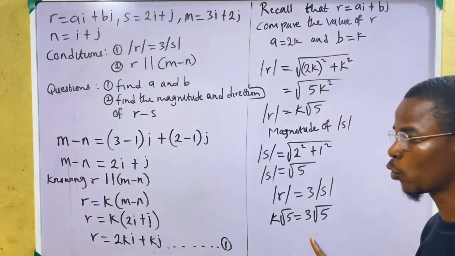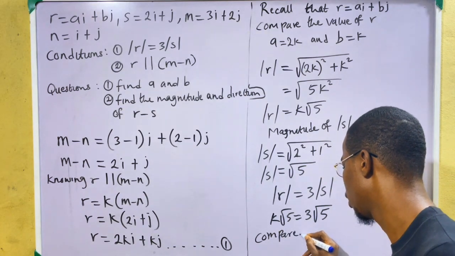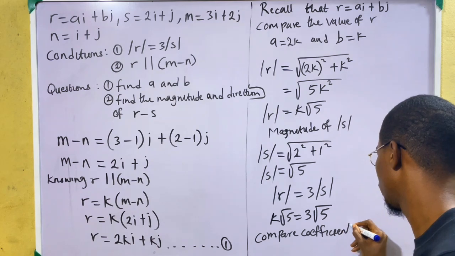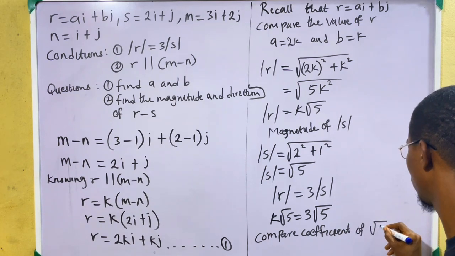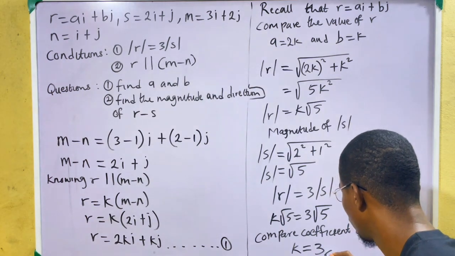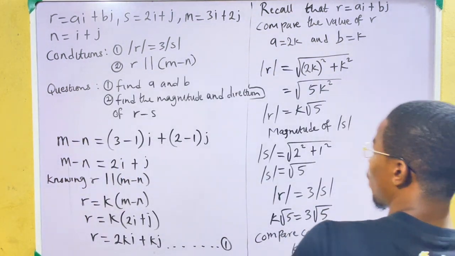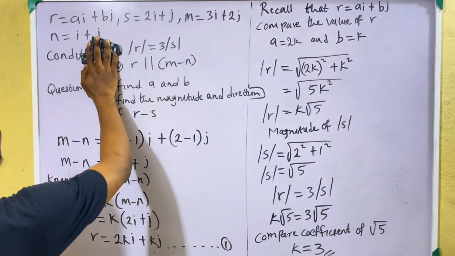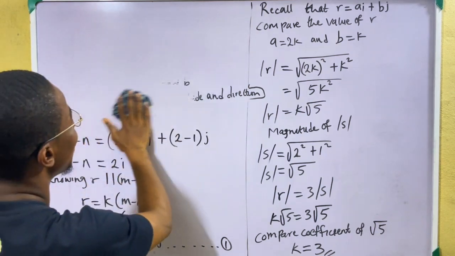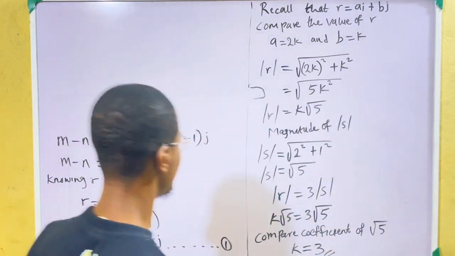So if we compare the coefficients of root 5, you can say k is equal to 3. Let's wipe this side off. Remember, we're still looking for the value of a.